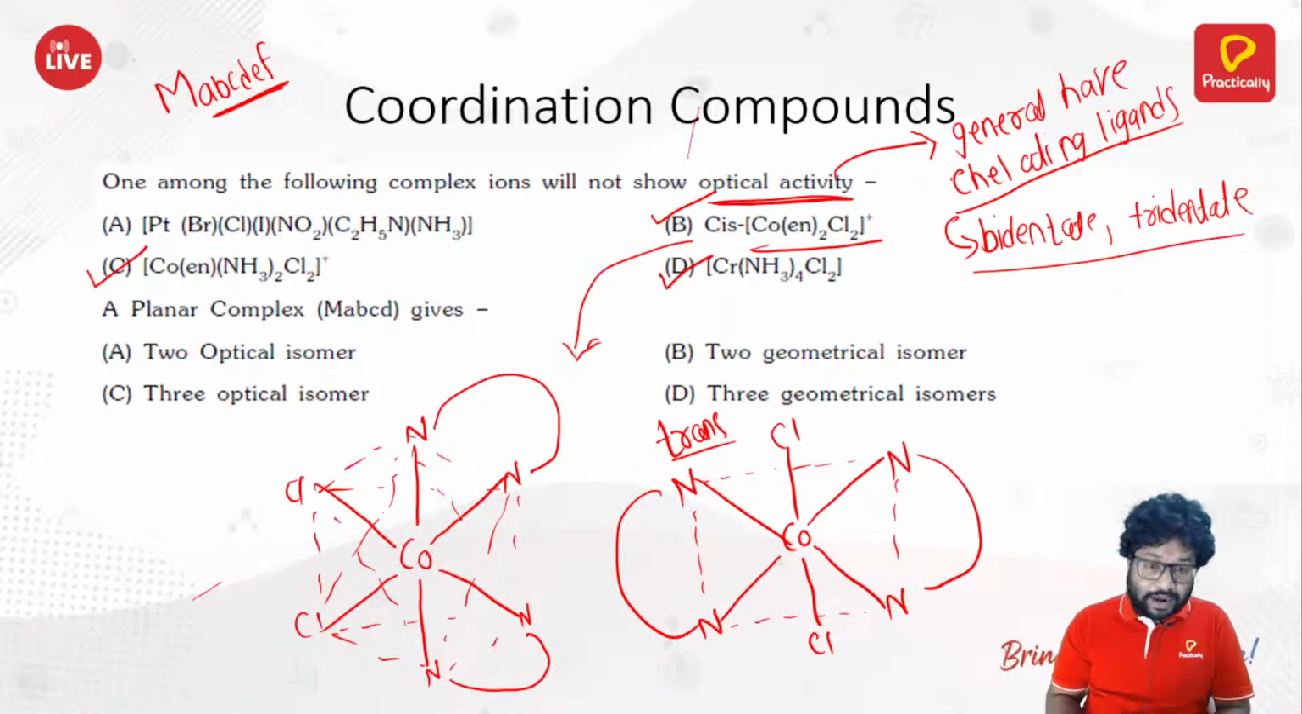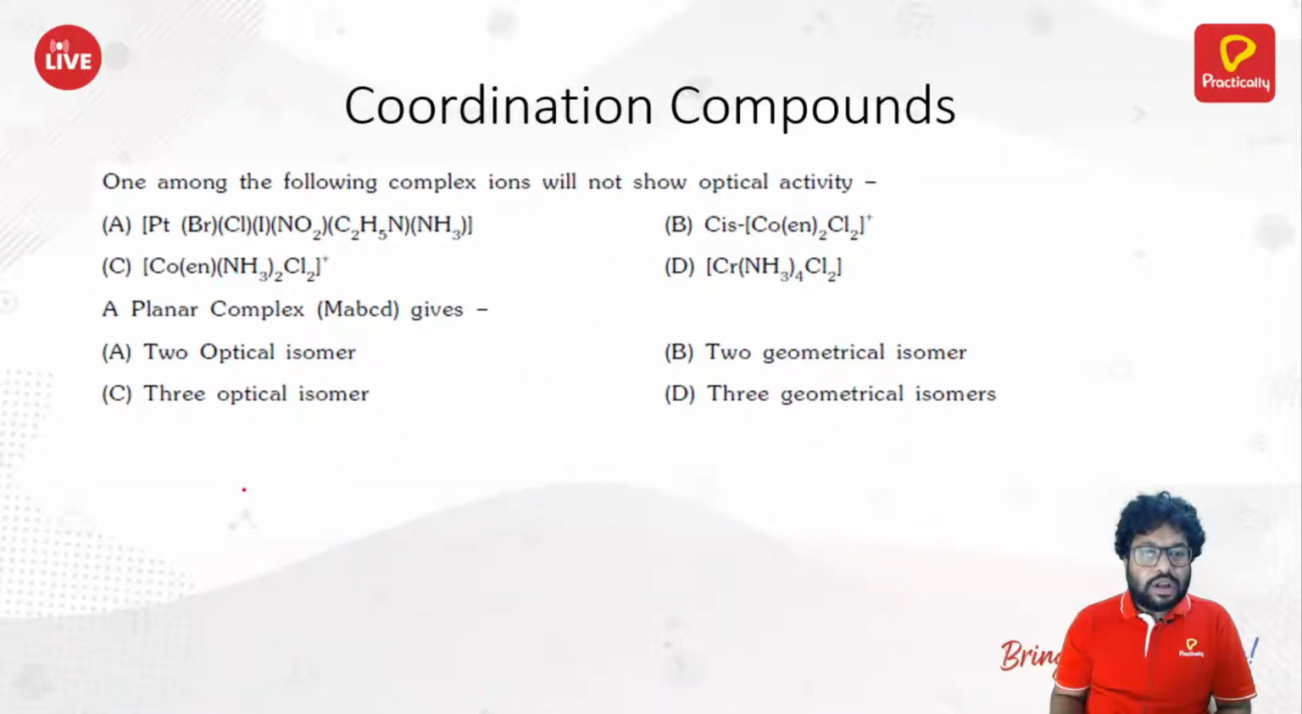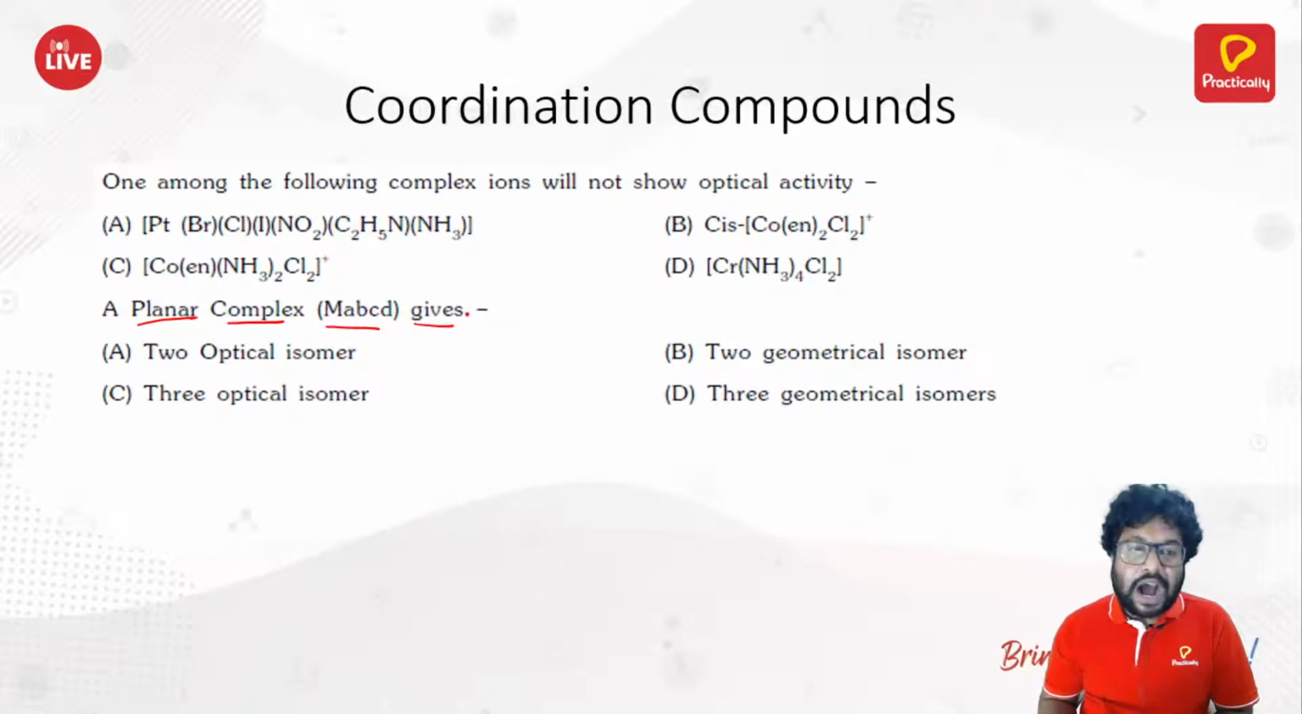I need to rub it down for you to understand the next question. Okay, so moving ahead. Now, what is the next question? The next question is a planar complex. A planar complex MABCD gives how many isomers? Optical isomers, it does not show optical isomers. It does show geometrical isomers. But how many of them?